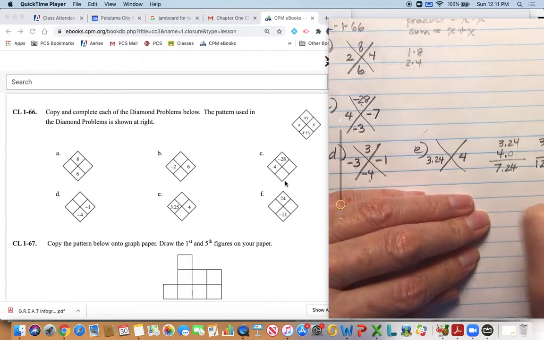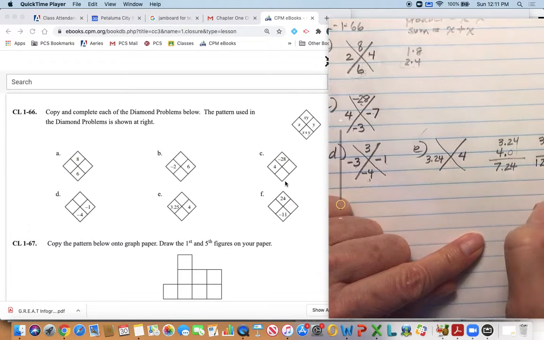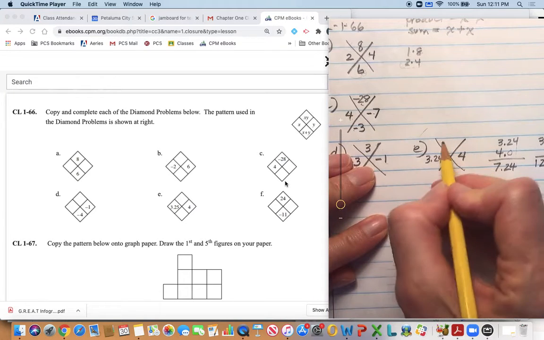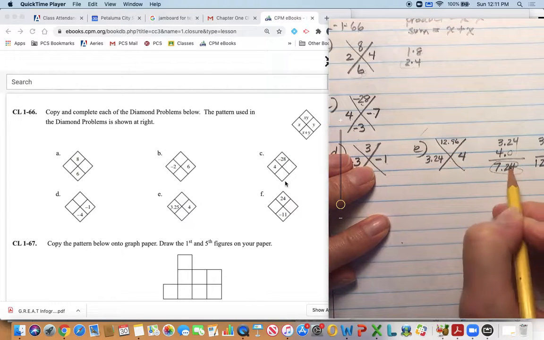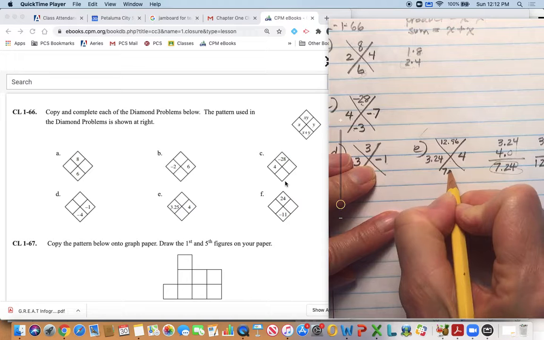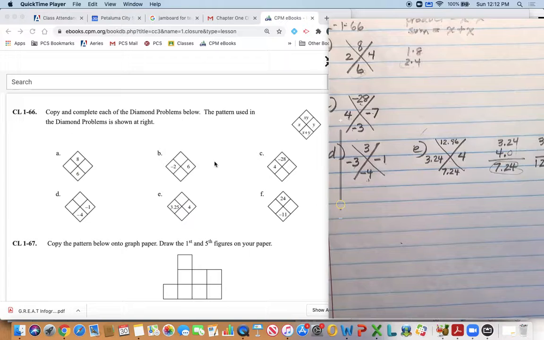All right, so now we have our answer, and we add up the number of digits behind the decimal point. So we only have 2 in our answer. So we just count from the back. 1, 2 places. So we're counting place values until we get to 2. So it's 12.96. And that's what goes up here. And then, of course, down here where we added, it's 7.24. All right. The rest you can probably do yourself.